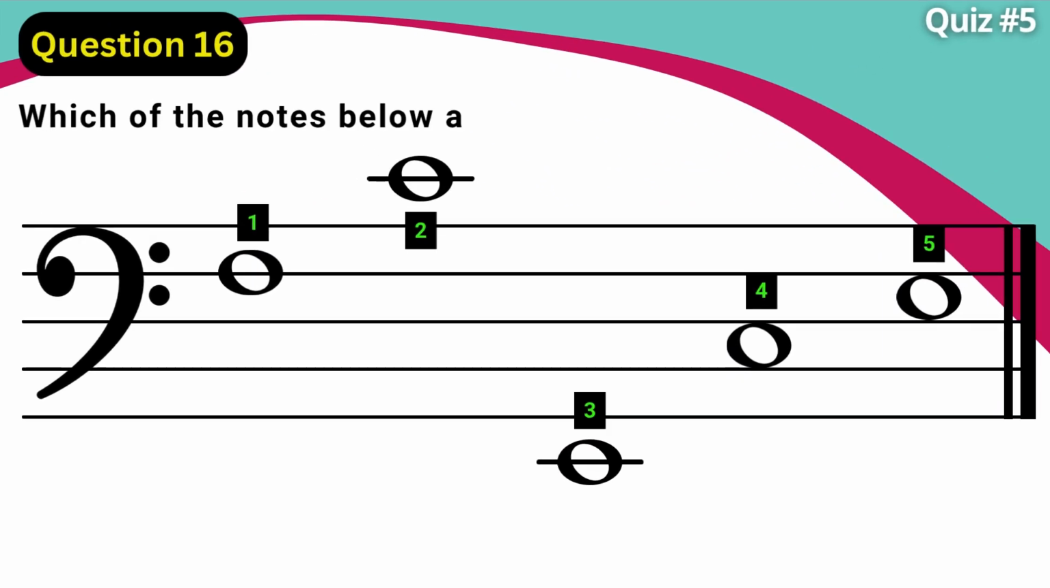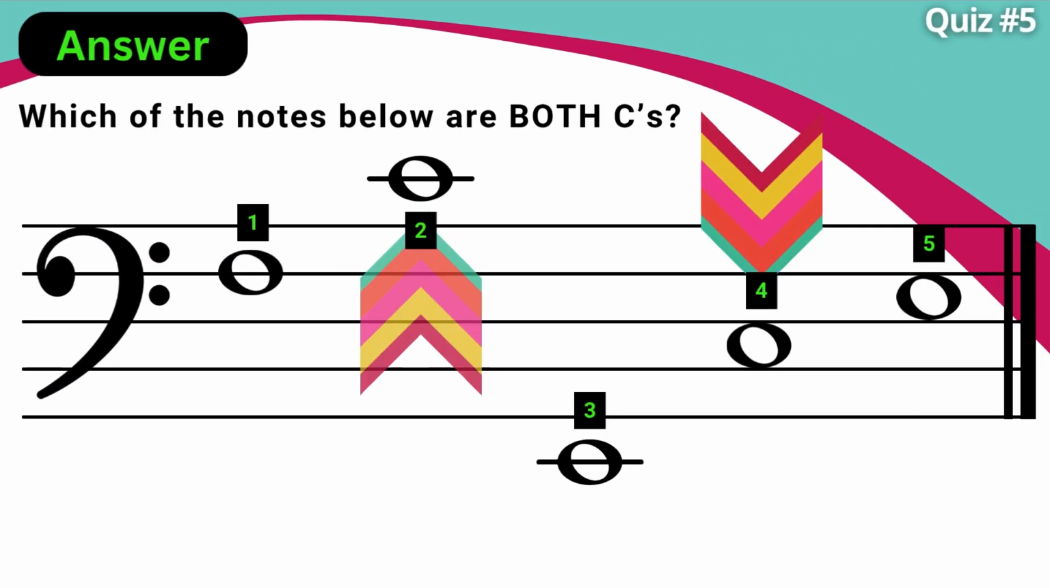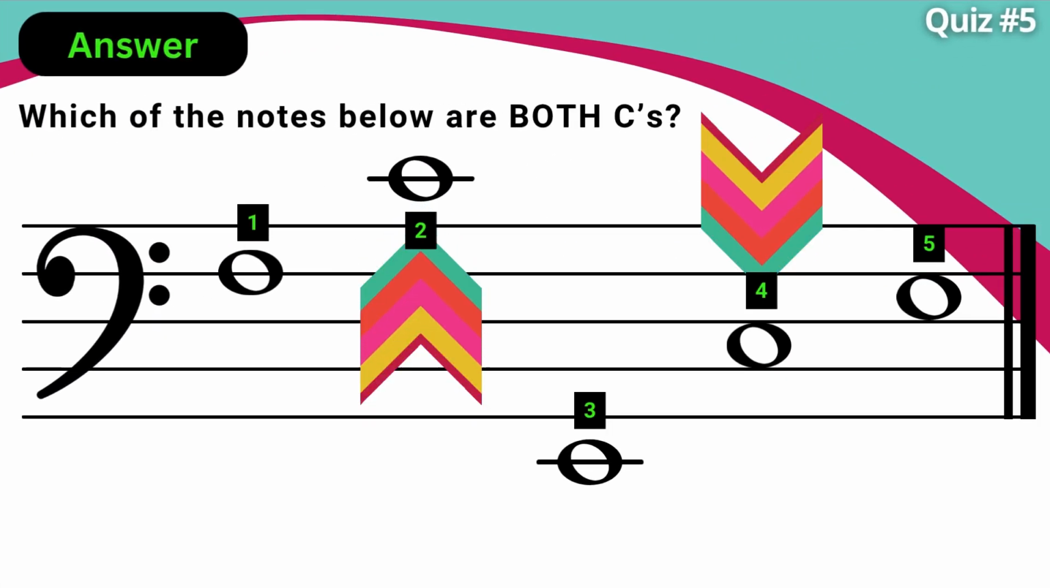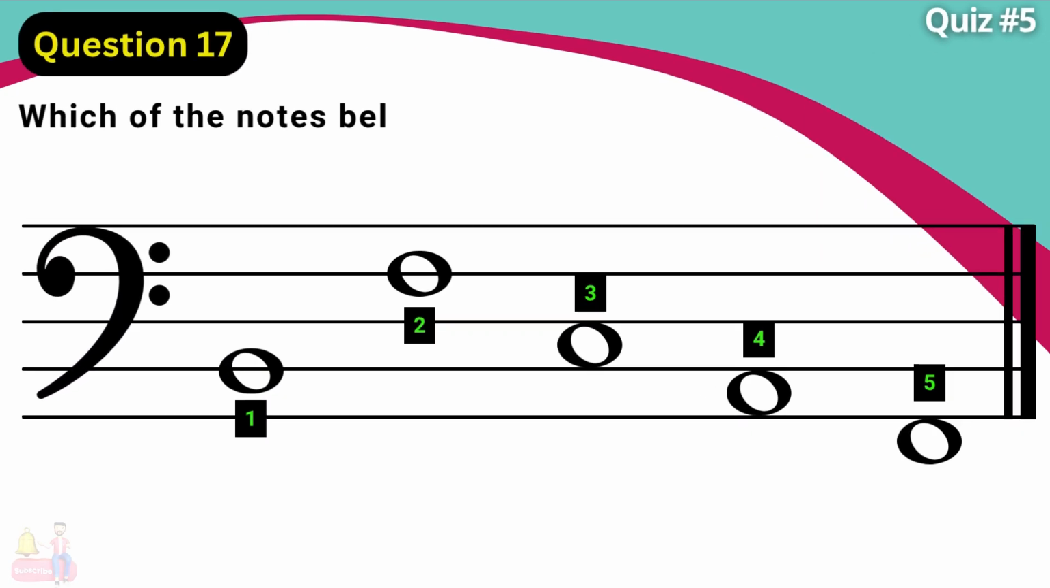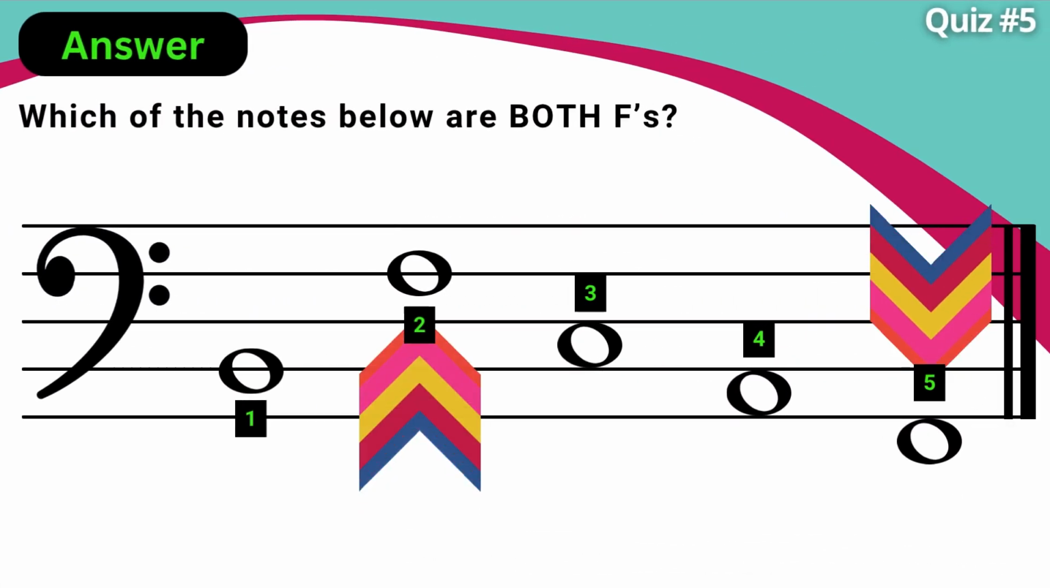Question 16. Which of the notes below are both C's? Number 1, 2, 3, 4, or 5? And the answer is number 2 and 4. Question 17. Which of the notes below are both F's? Number 1, 2, 3, 4, or 5? And the answer is number 2 and 5.